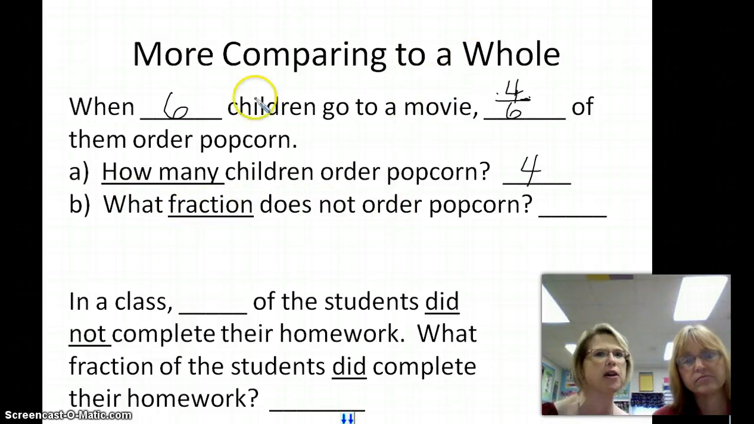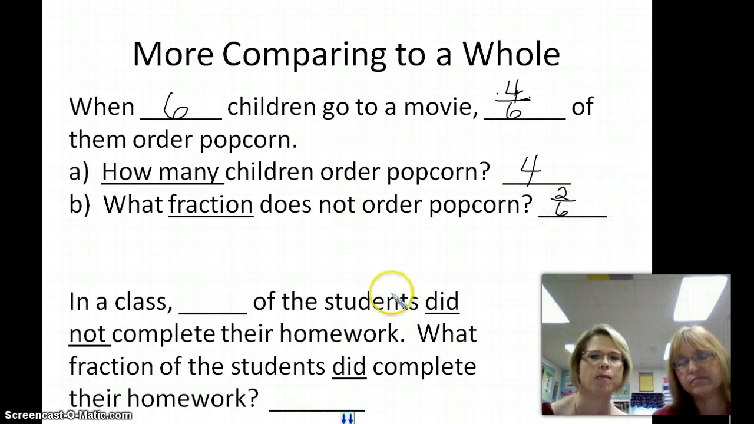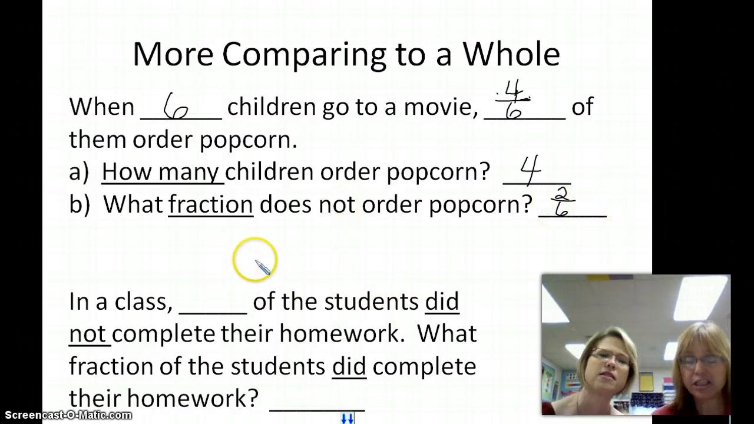So we're still comparing it to these 6 kids. If 4 of the 6 order popcorn, we do 6 minus 4, and we get 2. Then we put that over 6, because we're talking about 6 students. So 2 out of the 6 students did not order popcorn. Very nice job.